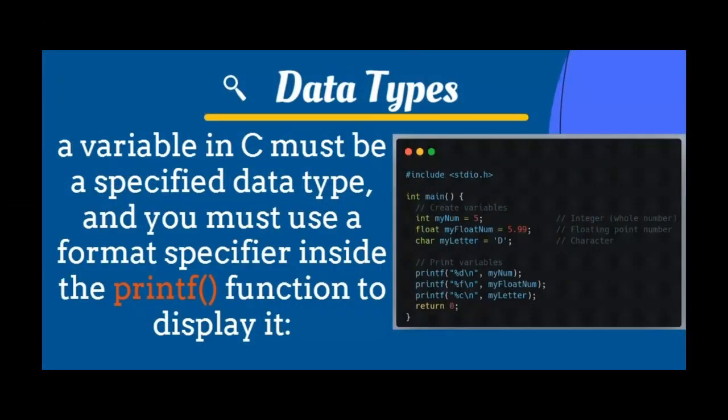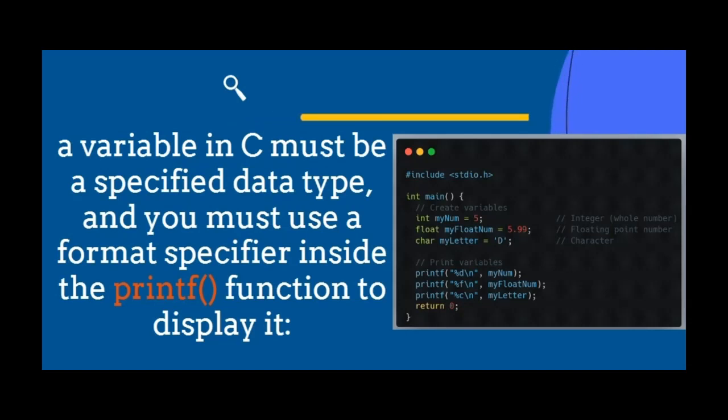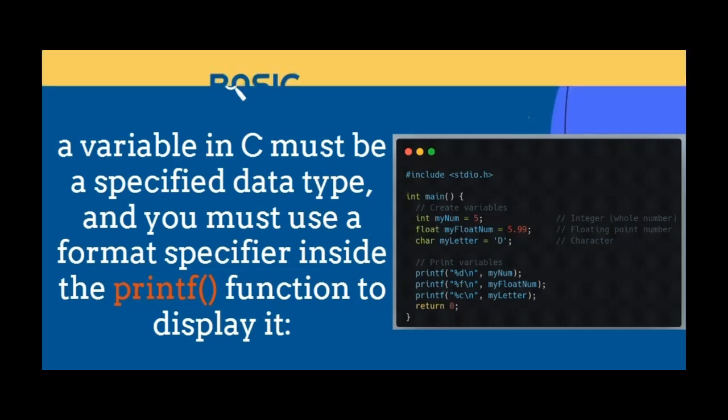First, what is the data type in C? As explained in the last video, a variable in C must be a specified data type, and you must use a format specifier inside the printf function to display it, like this example. First of all, we will create a variable, and enter a whole number using the int, a floating point number using the float, and finally a character using the char. Next step, we will print the variables using the printf function.